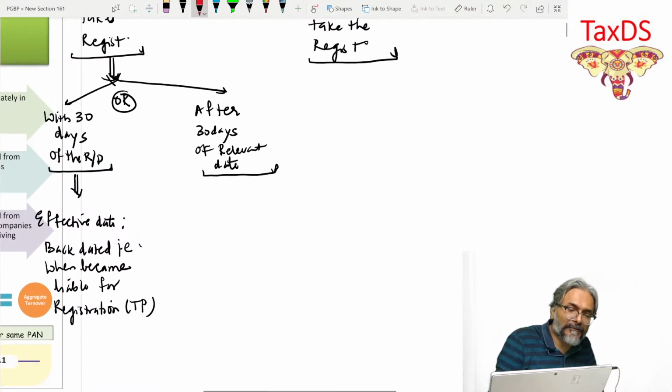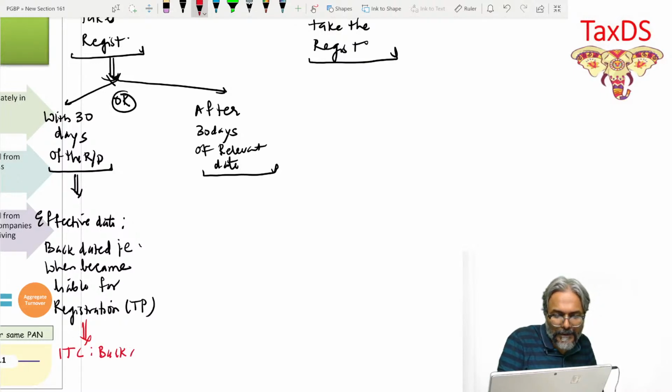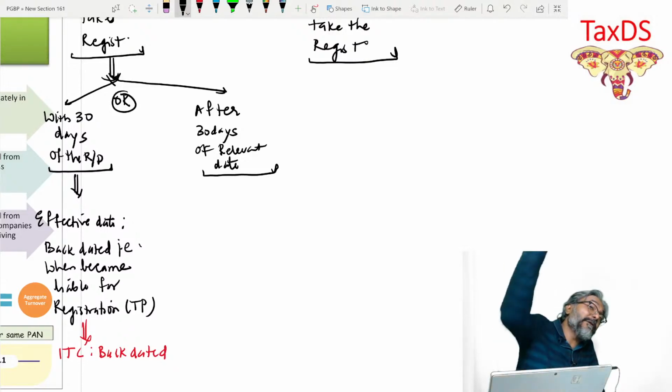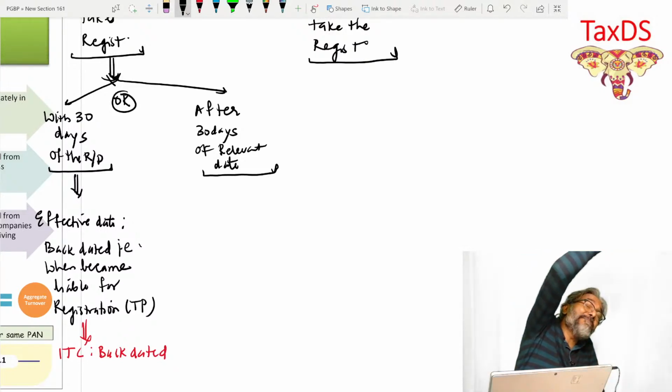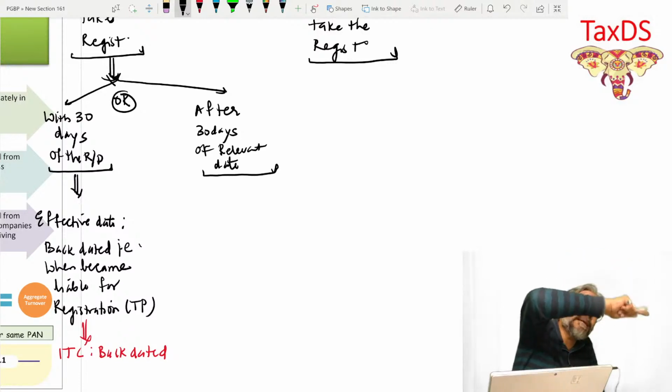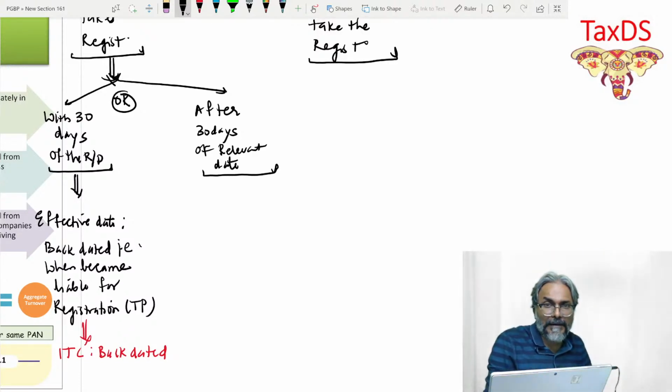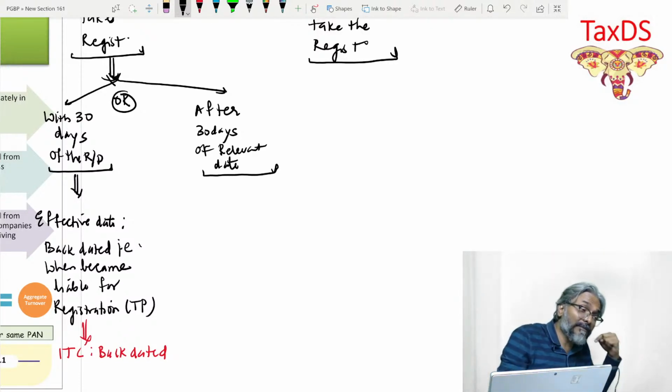And what is the significance of this one, students? The significance is that ITC can be claimed backdated. You can claim a backdated ITC because your registration becomes effective from that day. From that back date, you will be considered a registered person. And because you are considered a registered person from that back date, you can avail the ITC from that back date.